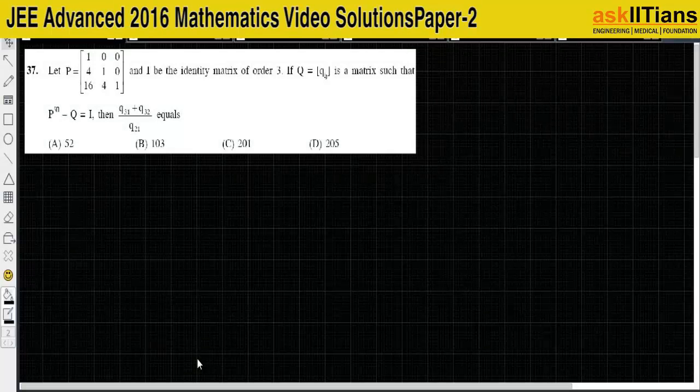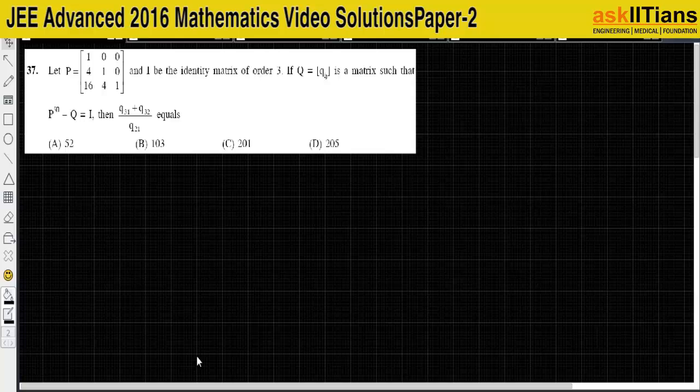Hi everyone, today we'll discuss JEE Advanced 2016 Paper 2 Mathematics, which was conducted on 22nd of May 2016. So we'll discuss all the questions and the solutions one by one in detail. This will be useful for students who have already given JEE to check their answers, and it will also be useful for other students who are planning to give JEE in future. So let's start the discussion.